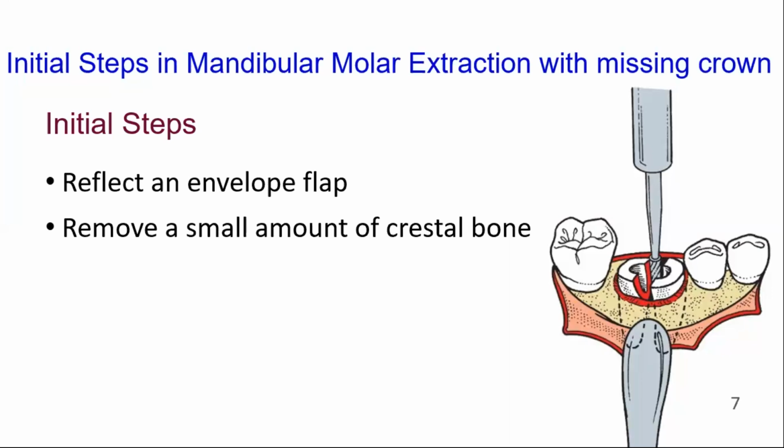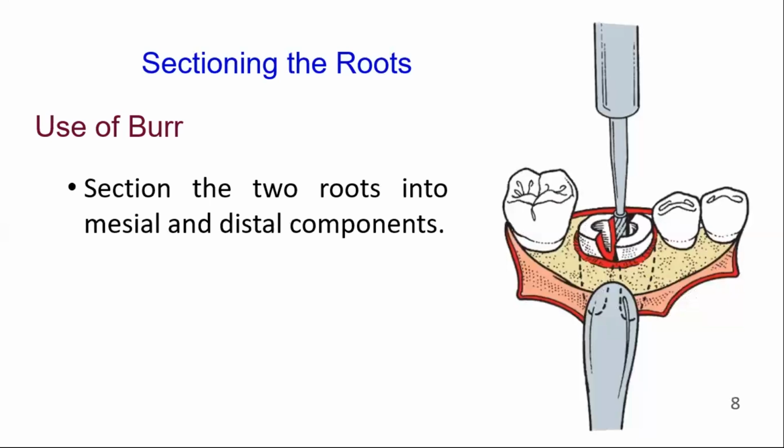Let's explain the key concepts and content from which these MCQs were derived. When the crown of mandibular molar has been lost, the procedure begins with the reflection of an envelope flap and the removal of a small amount of crestal bone. This step is crucial to expose the surgical area and facilitate access to the roots of the molar. The burr is used to section the two roots into mesial and distal components. Sectioning the roots helps in separating them, making it easier to extract each root individually without damaging the surrounding bone.